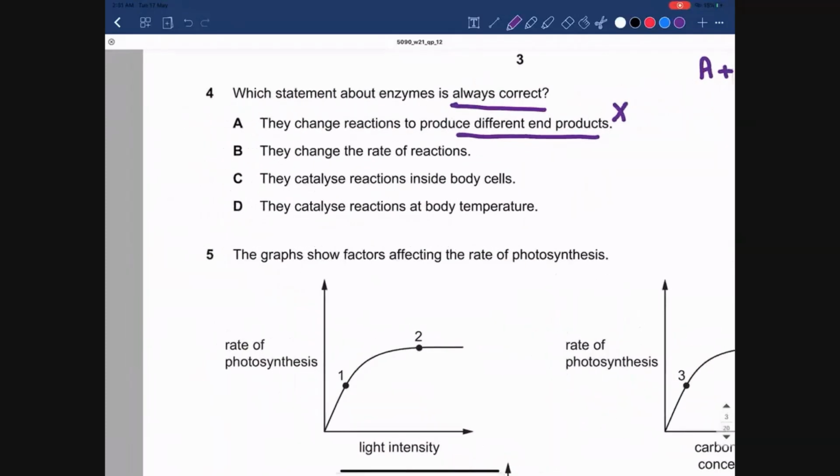Okay, let's look at the option B. They change the rate of reaction. Yes, they do. They increase the rate of reaction. They catalyze reactions inside the body cells. Not necessarily. You can take the enzymes out of the cells and you can use the enzymes in the lab where they can catalyze the reactions. So enzymes can work inside the body cells. They can also work outside the body cells. They catalyze the reactions at body temperature. Not necessarily. Enzymes can even work at temperatures below 37 degrees Celsius or even at temperatures above 37 degrees Celsius. So this is not necessary that they only catalyze the reaction at body temperature. So option D is also wrong.